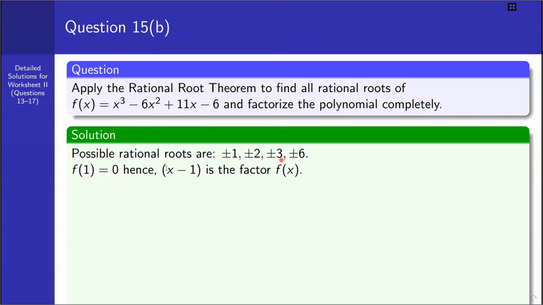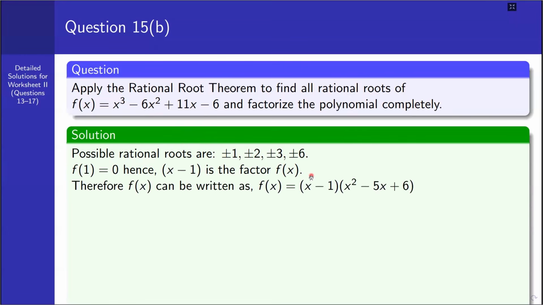Based on this fact, if we check 1 for example, f of 1 is exactly 0. If we substitute 1 here, we have 1 minus 6 plus 11 minus 6, which is 0, so that f of 1 is 0. One of the possible rational roots of this polynomial function is 1, and by using the factor theorem, or simply the remainder theorem, if f of 1 is equal to 0, x minus 1 must be a factor of the given polynomial function.